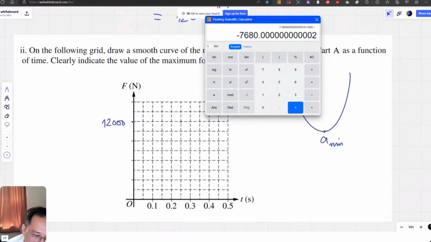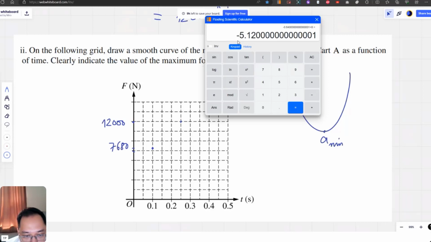Let's check how many boxes here for 12,000. 1, 2, 3, 4, 5, 6, 7, 8. Okay, 8 boxes for 12,000. So 7,000 is how many boxes out of 12,000? 12,000, and then times 8, we have 5.12. 1, 2, 3, 4, 5, 5 here, and 5.1 is here. 7,680 newtons at this point.